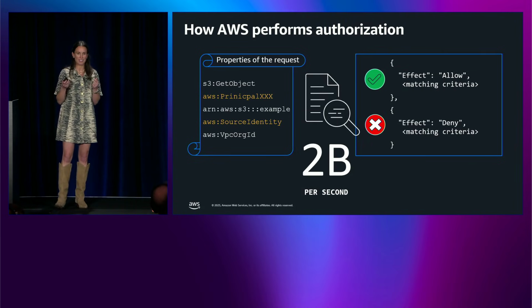And we do this 2 billion times every single second, which is just mind-blowing to me to think about. So that means every single second there are 2 billion API calls that IAM makes an authorization decision for.